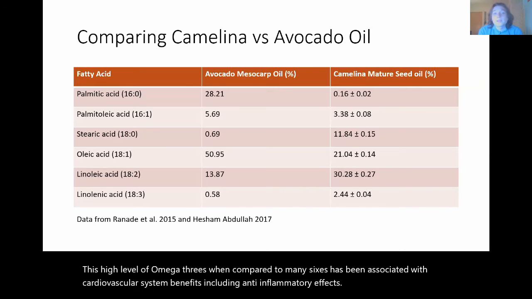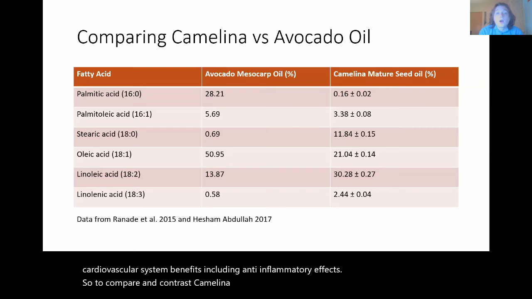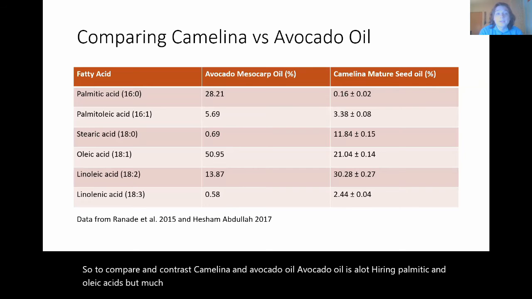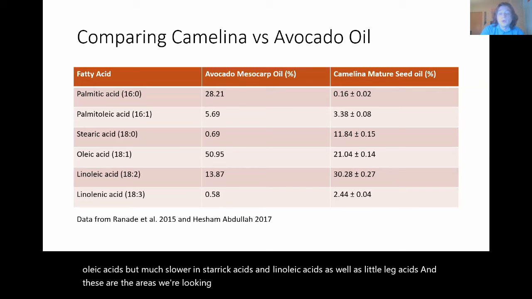So to compare and contrast camelina and avocado oil, avocado oil is a lot higher in palmitic and oleic acids, much lower in stearic acids and linoleic acids, as well as linolenic acids. And these are the areas where we're looking to alter camelina oil composition.